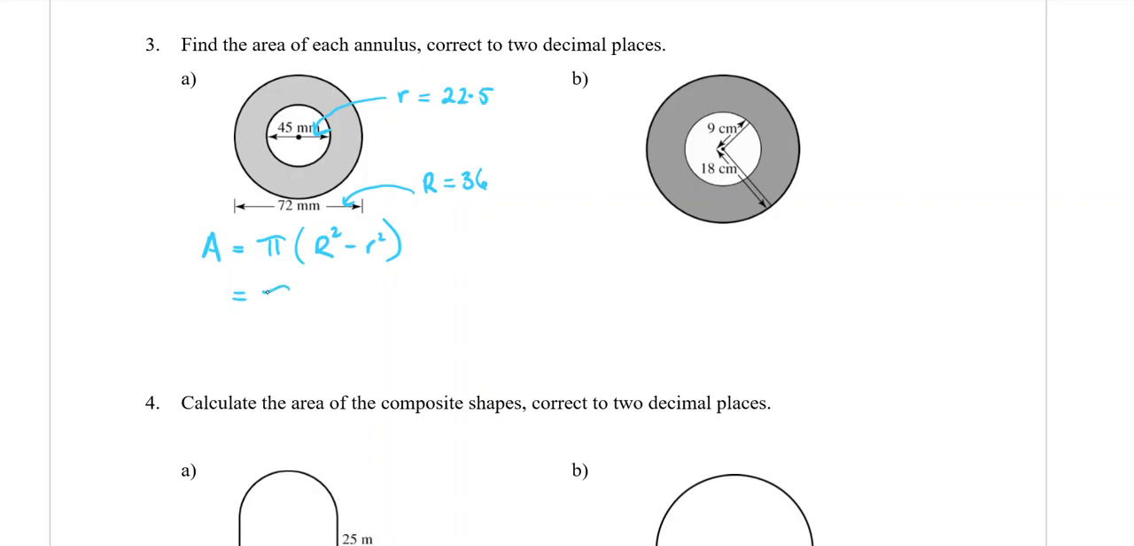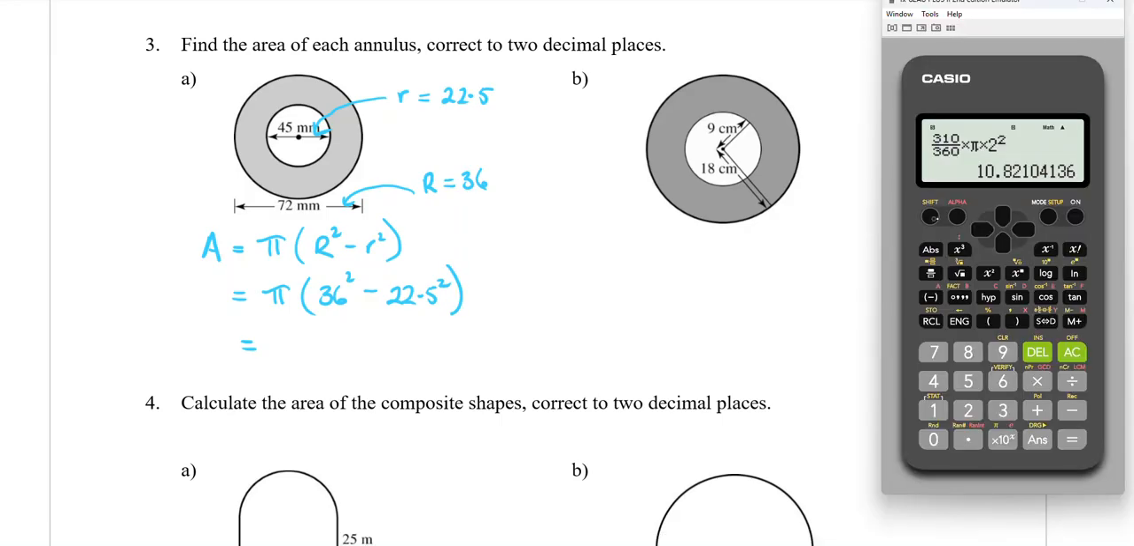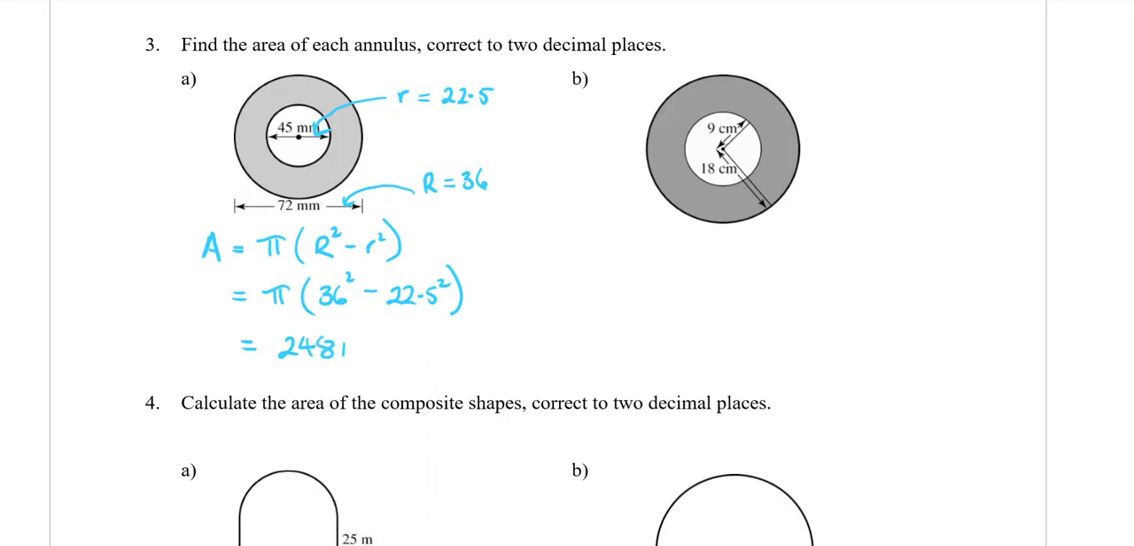Subbing those in, we get pi bracket, big radius squared minus little radius squared, close brackets. Put that in your calculator. So pi bracket 36 squared minus 22.5 squared. And to 2 decimal places, we get 2481.07 millimeters squared.